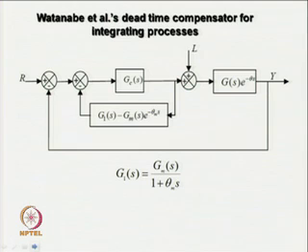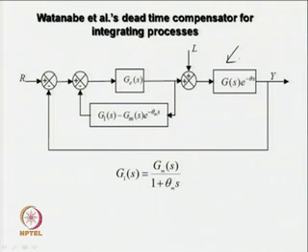Now, Watanabe et al., Watanabe and Ito observed that when a pole is located near the origin in the left hand side of the S plane, then the response by the conventional Smith predictor controller may be sluggish enough to be unacceptable. What I mean by that?